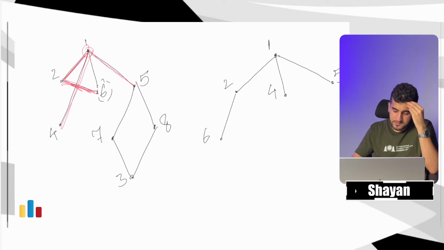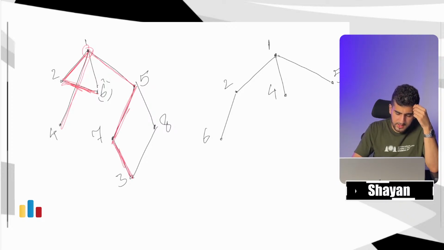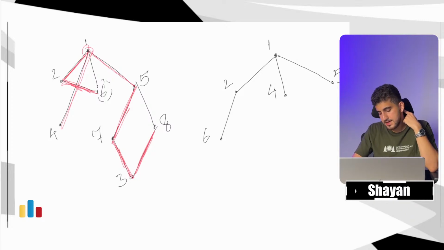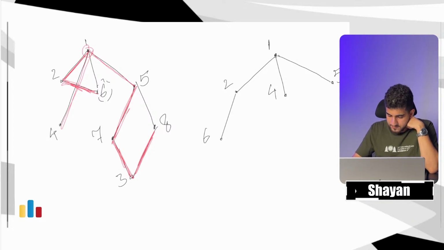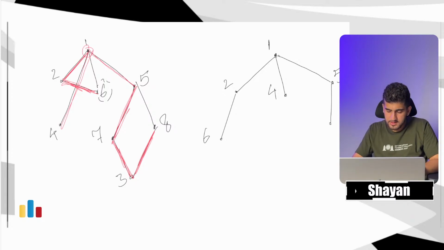Then from 5 I can call DFS of vertex 7. From 7 I can call 3. From 3 I can call 8. And then from 8 there's nothing to call, so I come back. So from 5 I will call 7. Then from 7 I will call 8. From 8 I will call 3.